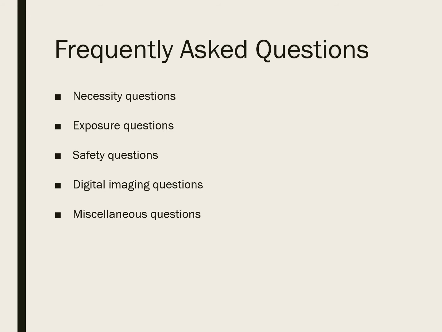This starts on page 125 in your book, and it might give you maybe some tools and some verbiage that you can use to answer those questions when they come up. So the questions they might ask are the necessity, the frequency questions, the questions about exposure, questions about safety, questions maybe about digital imaging, because that's what we use at Concord and that's what most offices are using, and then also miscellaneous questions as well.